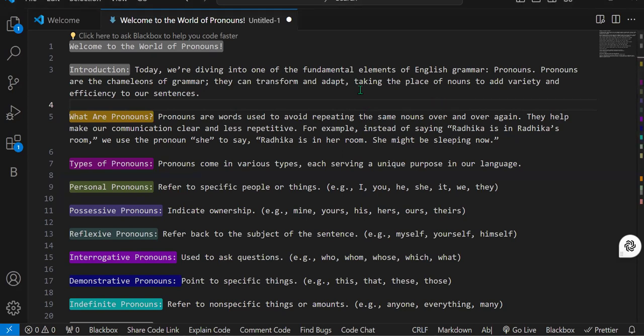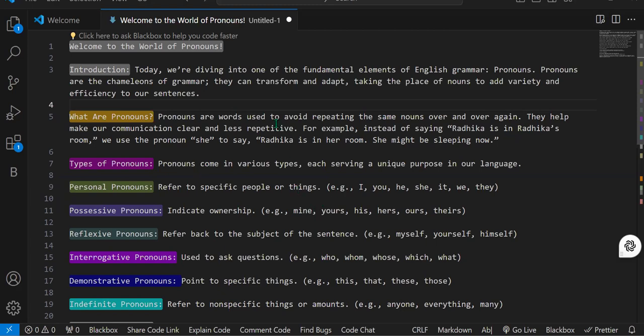So today in this class, we will learn about pronouns. The nouns are completed. Previously we talked about nouns, the different types of nouns. Now we get into the new concept called pronouns. Today we will learn about the introduction of pronouns. So let us get into the class.